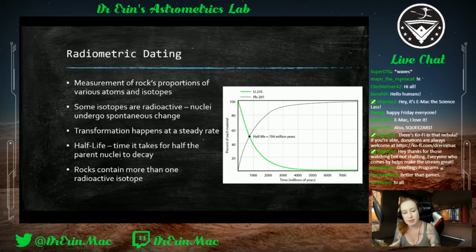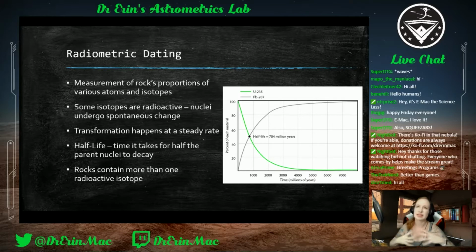And the reason that it's good for this is because some isotopes are radioactive. And when we say something is radioactive, what we're really saying is that the nucleus, the protons and neutrons, undergo spontaneous change. They'll spit out protons or neutrons, and then they'll change themselves. And this transformation happens at a steady rate. And so the way that we measure this is something called the half-life.